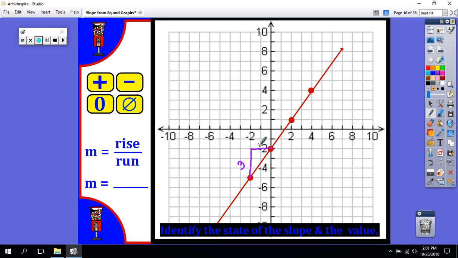1, 2. Let's check it by going to a couple more points to make sure. Up 1, 2, 3. Right 1, 2. Rise 1, 2, 3. Right 1, 2. So our rise was 3 and our run was 2. And that's one of the reasons why we leave it as a fraction.